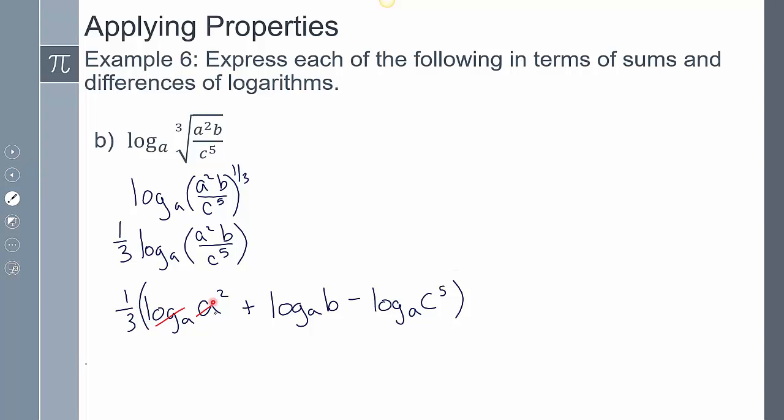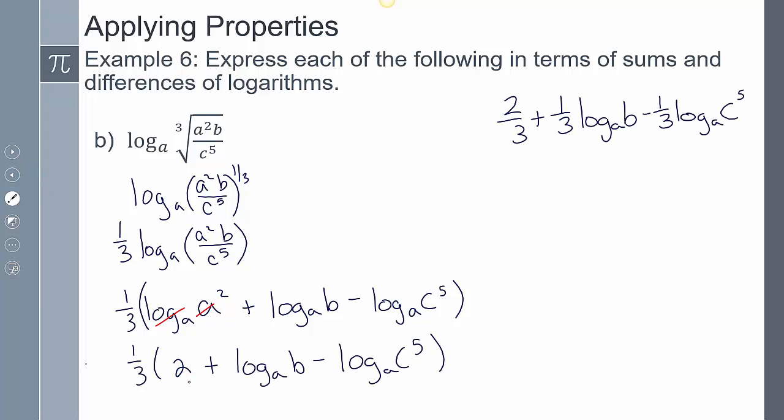Now this log base a and this a cancel out, and so that's how I get this 2. And now I have to take this 1/3 and distribute it with every single value there. And so that's how I get this statement here. Now I can take this 5 and multiply it with the front there, and so I get 2/3 plus 1/3 log base a of b minus 5/3 log base a of c, which would be the answer it's looking for.